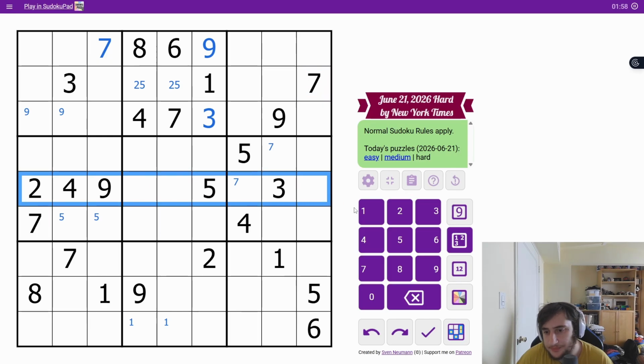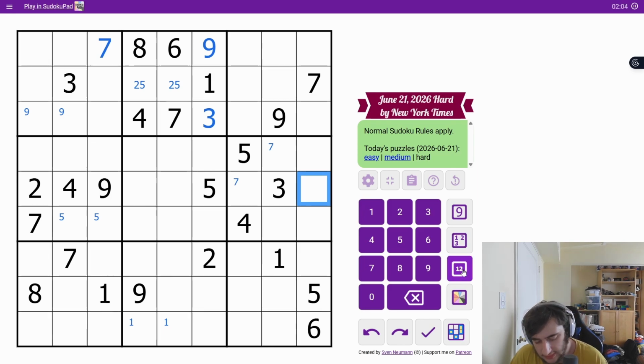Let's look at this row. This cell can only be a 1 or 8. We need 1, 6, 7, 8. And this sees 6 and 7. This also sees 6 and 7, so this is a 1 or an 8. Which means this is a 1, 8 pair. And this is a 6, 7 pair.